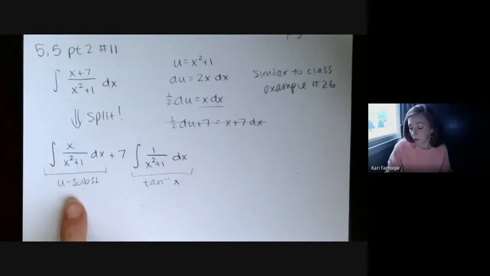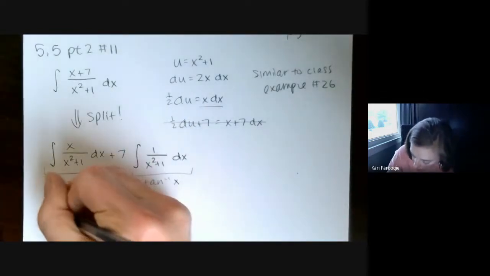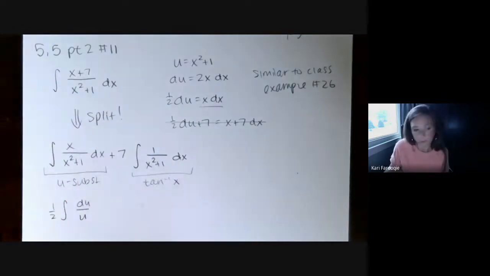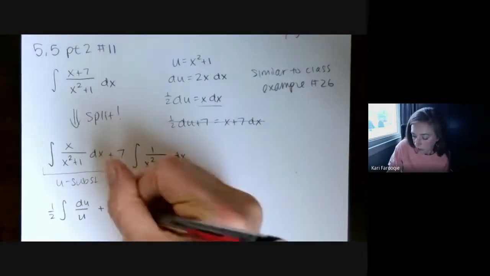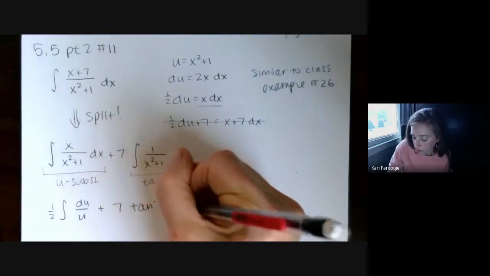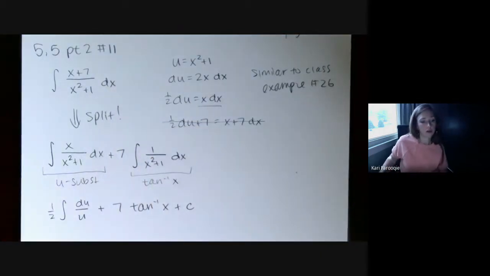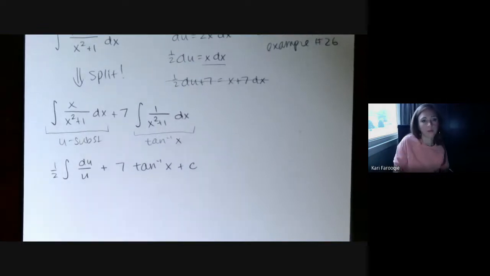Okay, so for the first term, we have an x dx that we're subbing out for 1/2 du. So we'll have 1/2 du over u. And then for the second one, you can just write this as 7 times the inverse tangent of x plus c. And then we'll work on the u substitution and finish this one out.